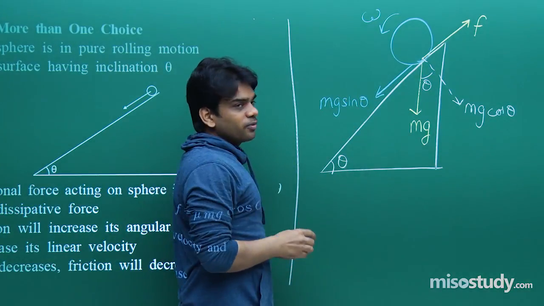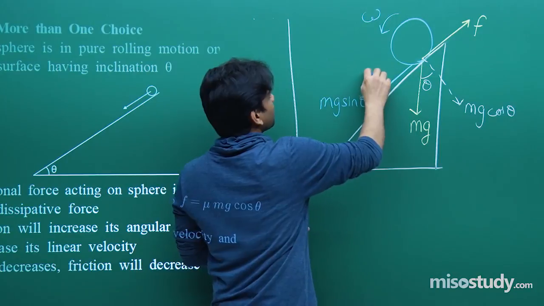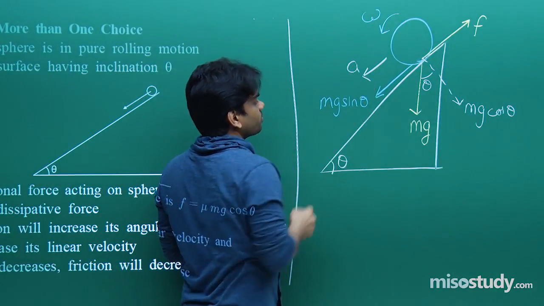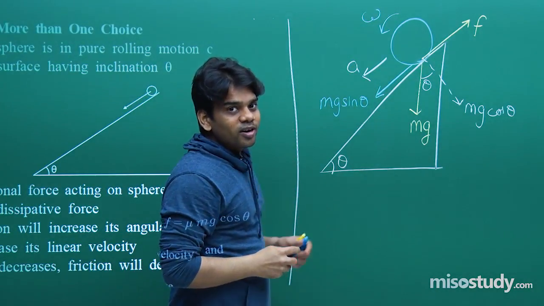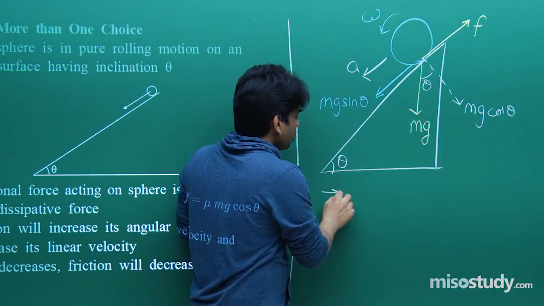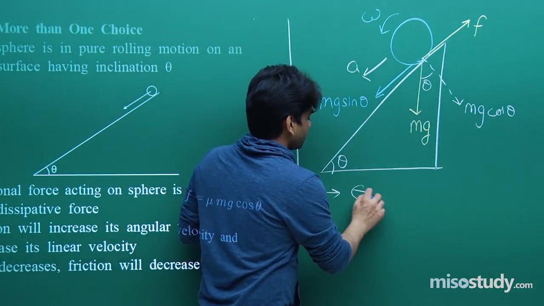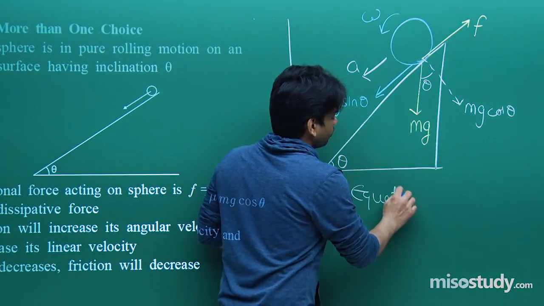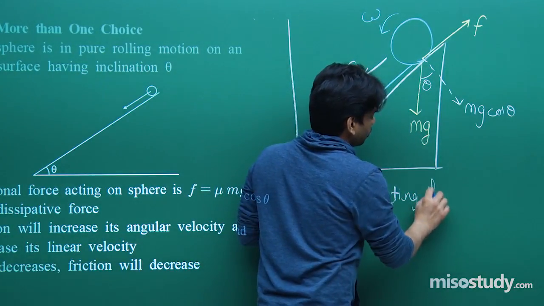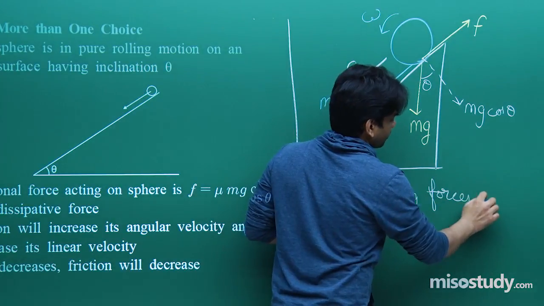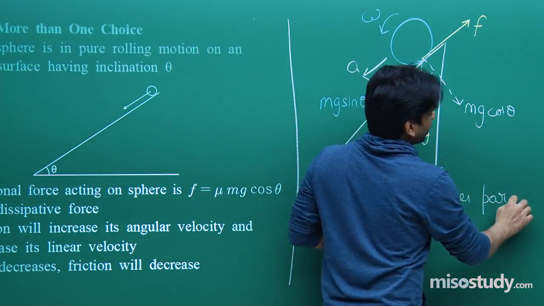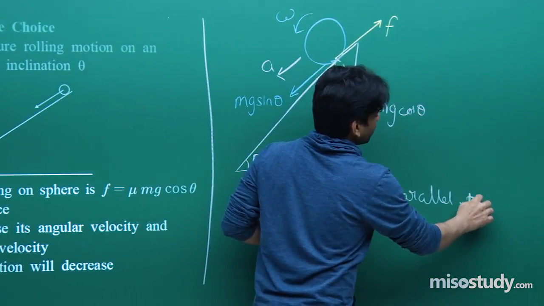The body will be coming with an acceleration. Let's mark this acceleration as A. We have all done this in the regular class, but once again, let's do it. Equating the forces parallel to the incline.